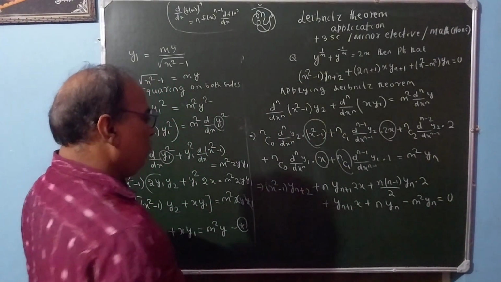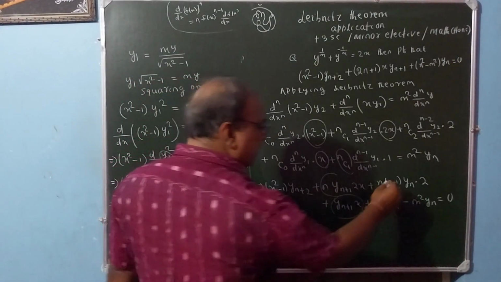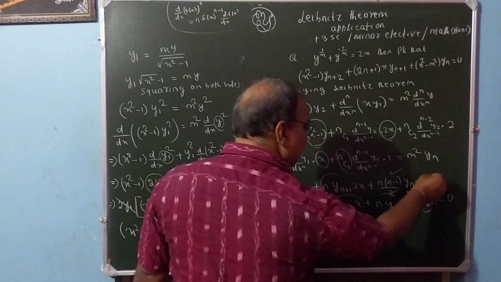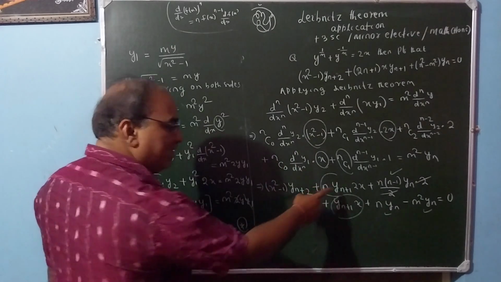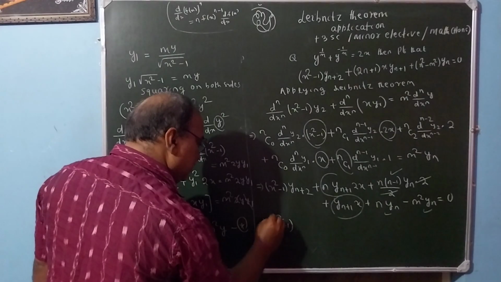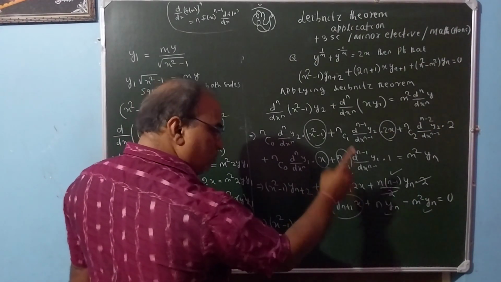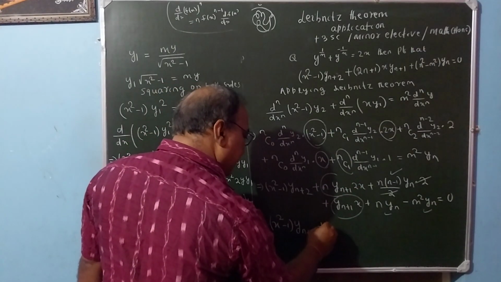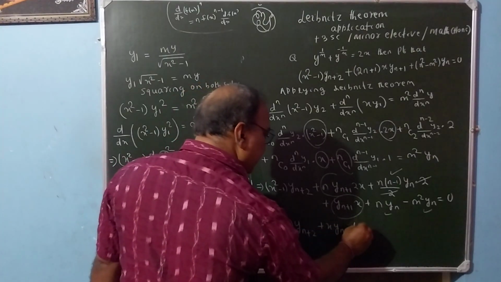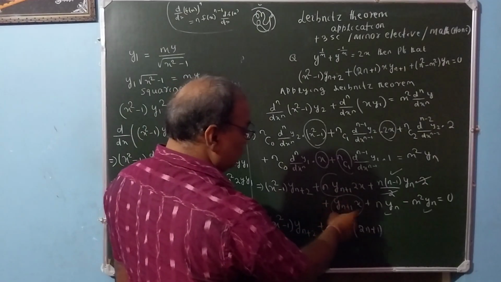Okay. So now here it is y_{n+1}. Here it is also y_{n+1}. Here it is y_n. Here it is y_n. Here it is also y_n. These two cancel. So now simplifying, taking common, we get (x squared minus 1) y_{n+2}. Taking y_{n+1} common, x is also taking common, x y_{n+1}, we get here 2n plus 1.